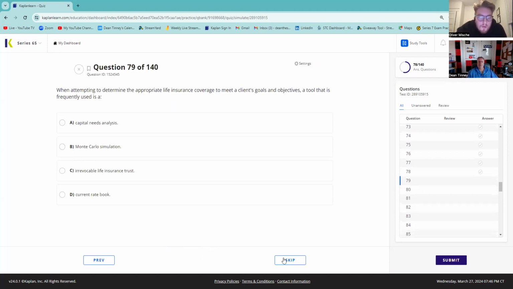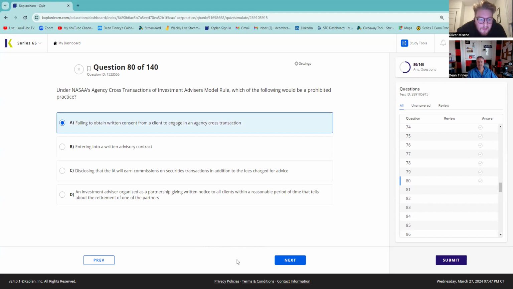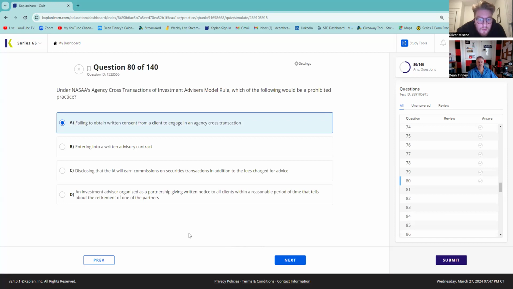When attempting to determine the appropriate life insurance coverage to meet a client's goals and objective, a tool that is frequently used is needs analysis. Right on. Under NASAA agency cross transactions, which of the following would be a prohibited practice? A. Right on. You got to get written consent, right?